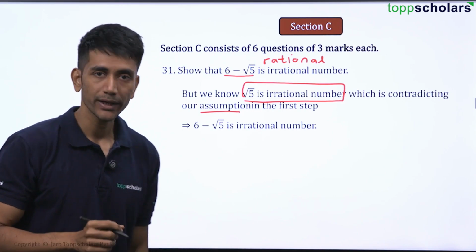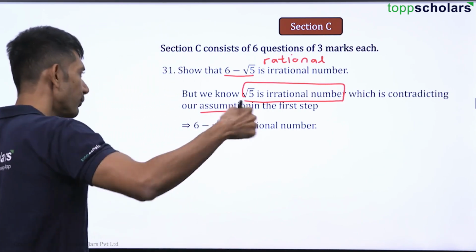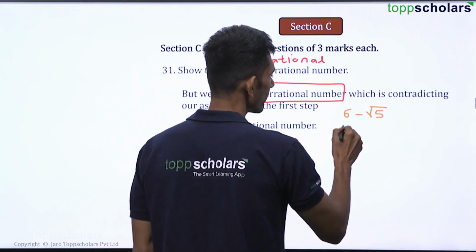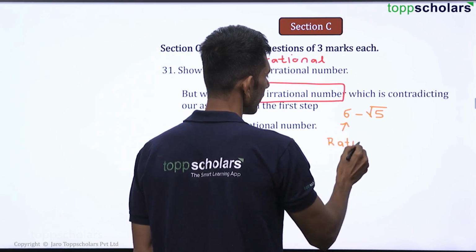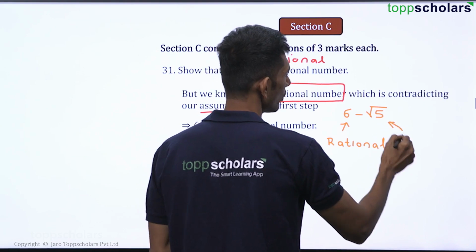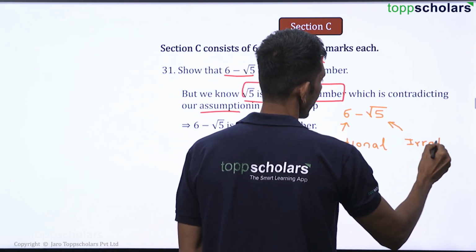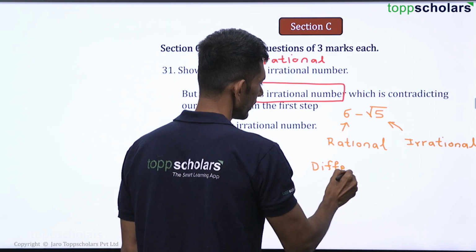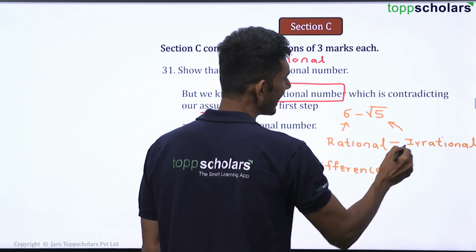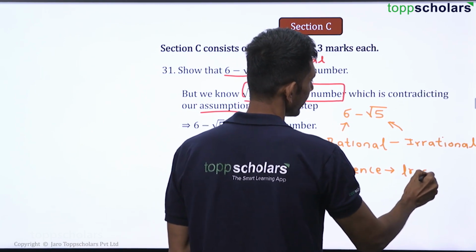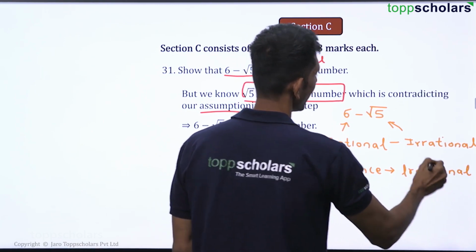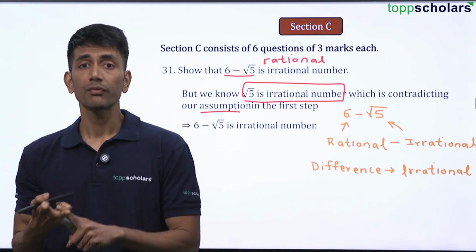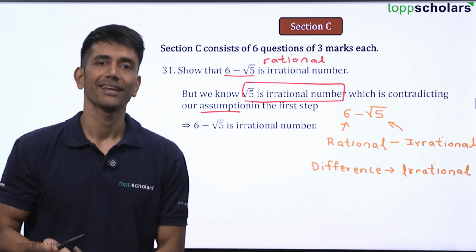See, there is one more way of doing it. I'll tell you that as well. That is more easy, because if we have 6 minus root 5, we know that 6 is rational. Write down 6 is rational. Then write down root 5 is irrational. Now we know that the difference between a rational and an irrational number is always irrational. Write that down. That's it. So 6 minus root 5 is irrational. 6 rational, root 5 irrational, difference irrational. That's it.